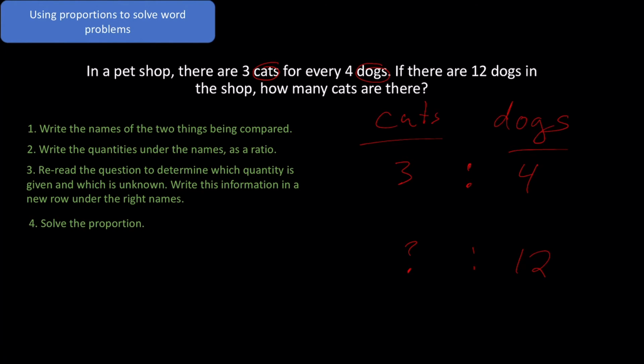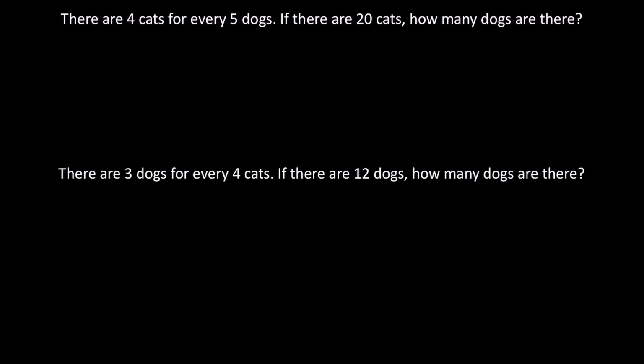And then I'm going to solve the proportion. So I know that if I multiply this by 3, I'm going to get 12. So I have to multiply both sides by 3. So if I have a 3 to 4 ratio, this is how you would write it, and this is going to equal 9 to 12. All right, I would like you to give that a try. So pause and do both of these questions and then come back.